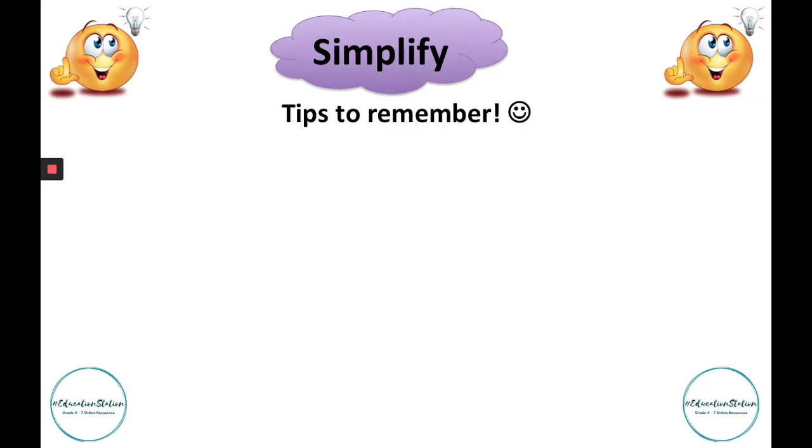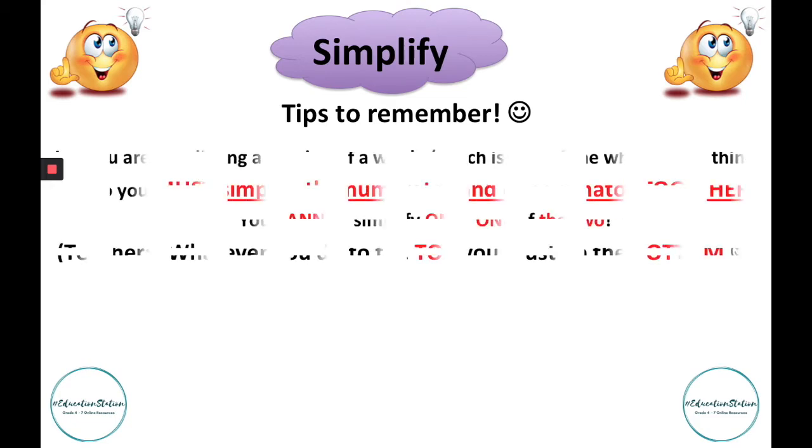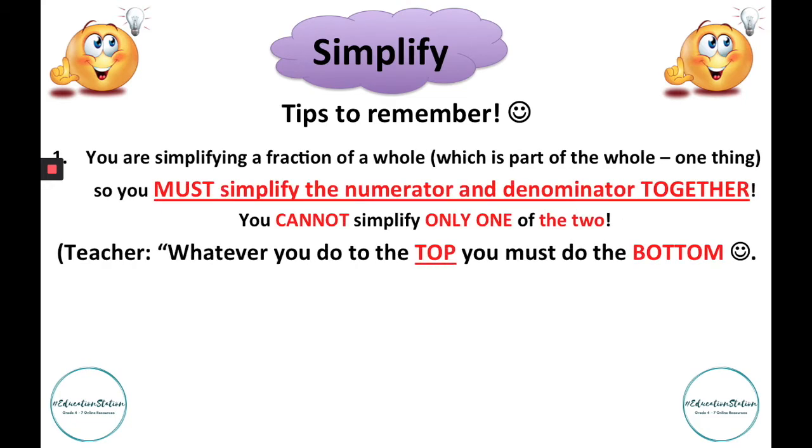Now, there are a couple of tips you need to remember. And the first one is you are simplifying a fraction as a whole. So it's part of a whole or one thing, as I've already mentioned. So you must simplify the numerator and denominator together. You cannot simplify only one of the two. Now, your teacher would probably have said the following words. What you do to the top, you must do to the bottom. And you have to apply that every time you are simplifying.